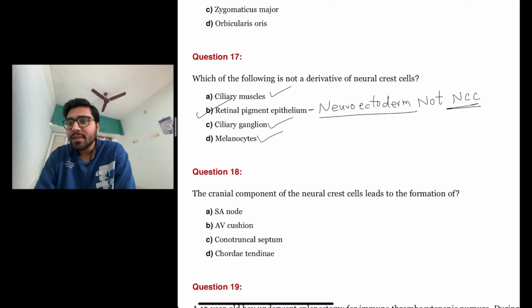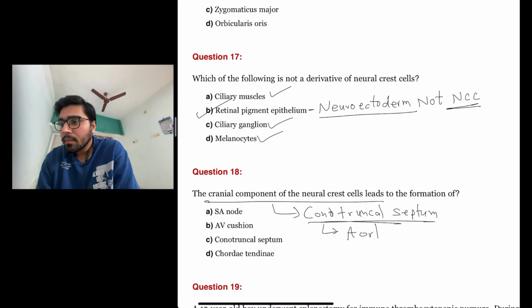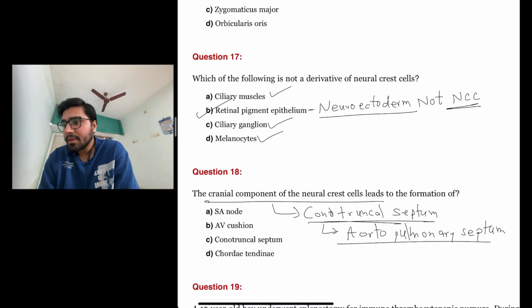The next question is the cranial component of the neural crest cells leads to the formation of. So the question is actually the factual question, and straightforward answer to that is conotruncal septum, which is actually the aortopulmonary septum. So the answer here is C.